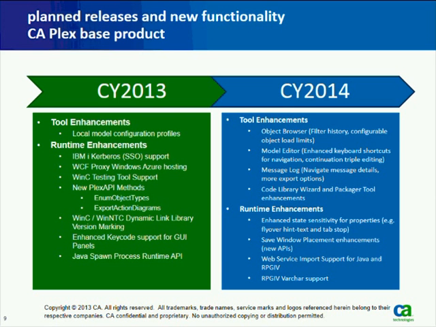And then moving forward, there's another set of enhancements for calendar year 2014. So on the tool side, we've got some changes that we want to make to the object browser to make it more usable. The filter that we currently have in there is great, but when you look at the drop-down, it's only for your current Plex session. If you close your instance of Plex and reopen it, that history is lost, so we want to put that in there.